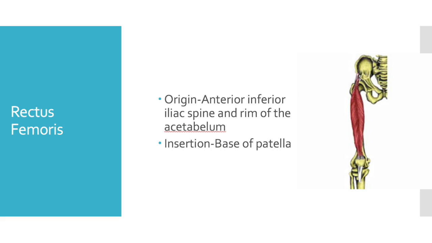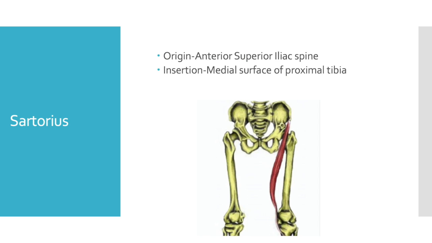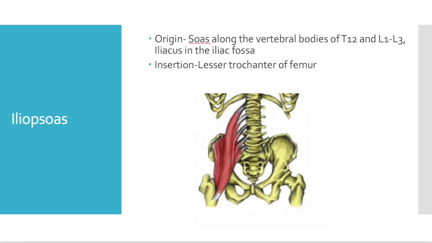The rectus femoris has an origin point on the anterior inferior iliac spine and the rim of the acetabulum. The insertion point is at the base of the patella. The sartorius origin is the anterior superior iliac spine, and the insertion is the medial surface of the proximal tibia. The iliopsoas is made up of the psoas and the iliacus muscles. The psoas has an origin point along the vertebral bodies of T12 and L1 through L3. The iliacus has an origin point on the iliac fossa. They both have an insertion point on the lesser trochanter of the femur.